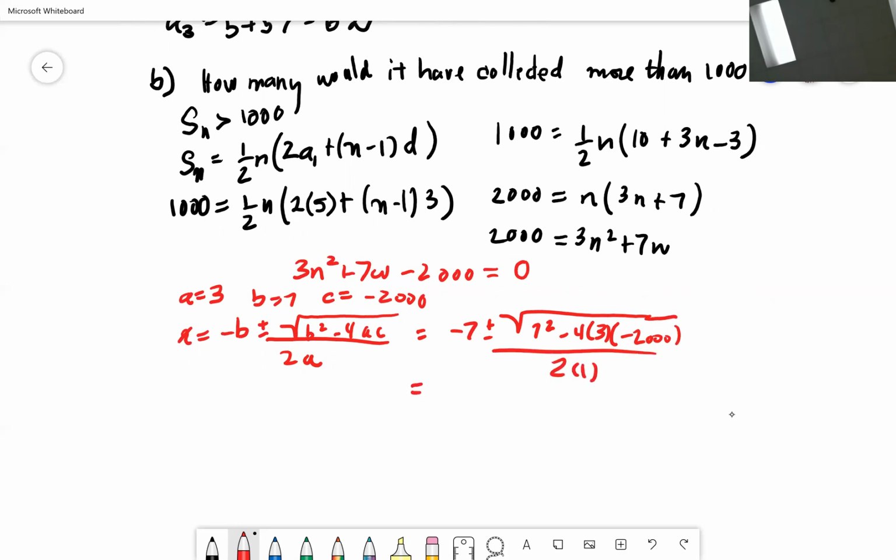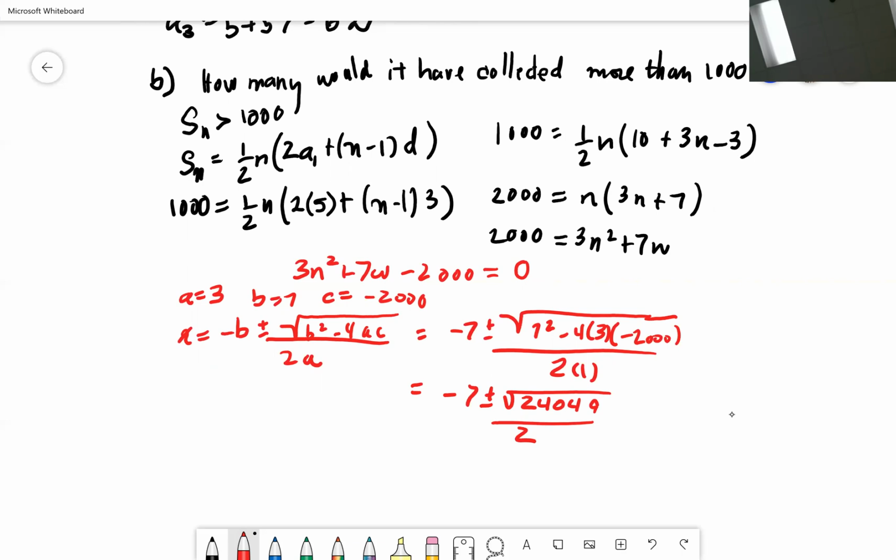I'm going to go ahead and do the calculation. Obviously, we're going to get two different values. So we got 49 minus 4 times 3 times negative 2,000 in parentheses, and then we're going to square root that. So this is basically negative 7 plus or minus the square root of 24,049, all divided by 2.